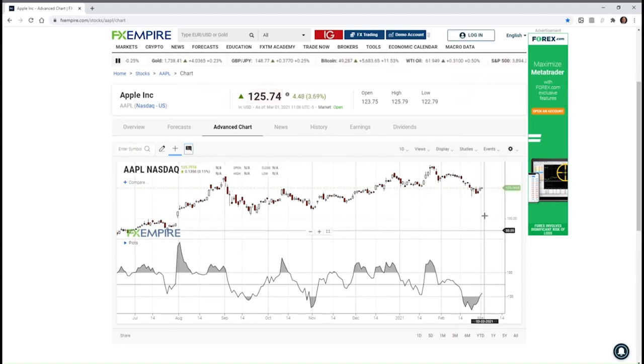So that's a quick rundown on five of the many types of momentum oscillators.